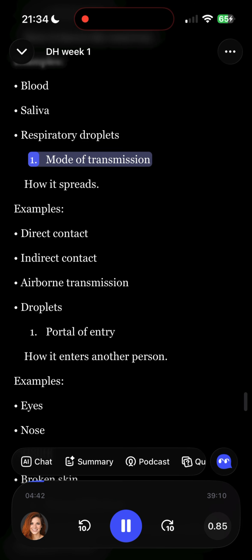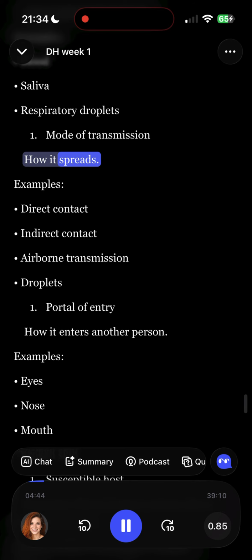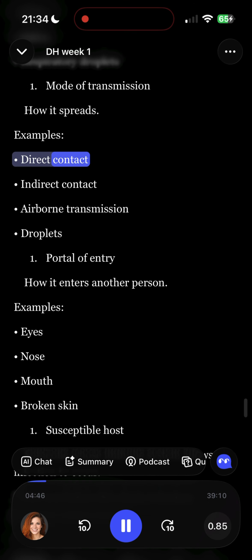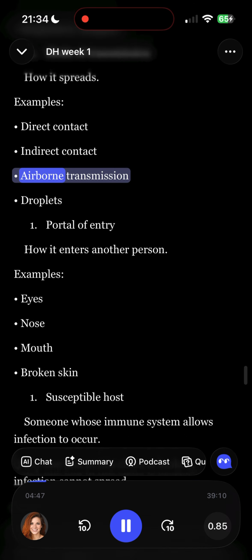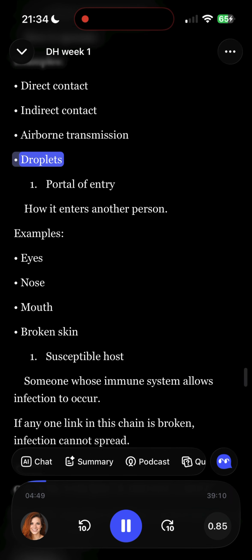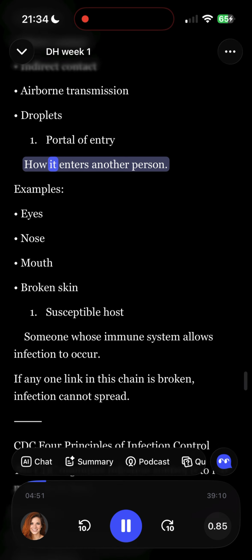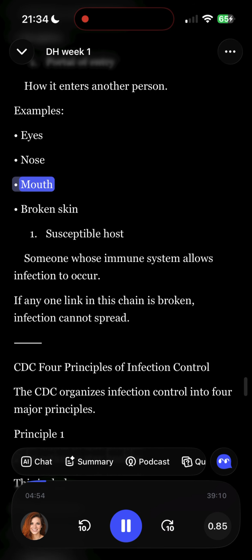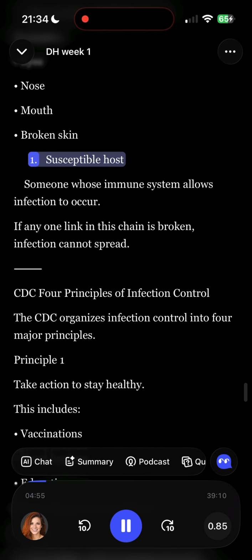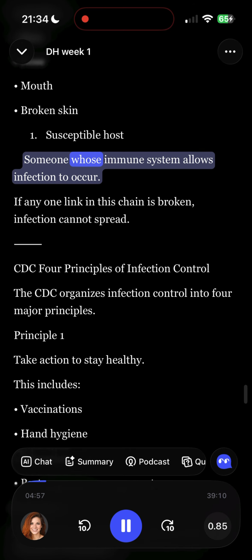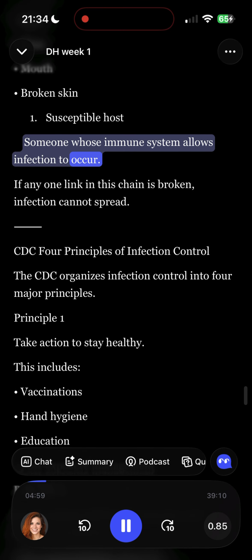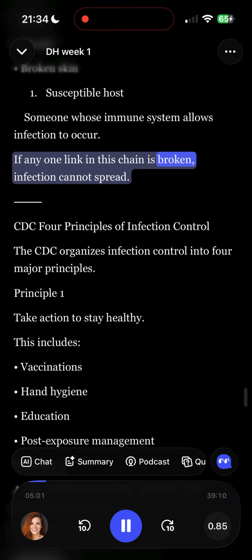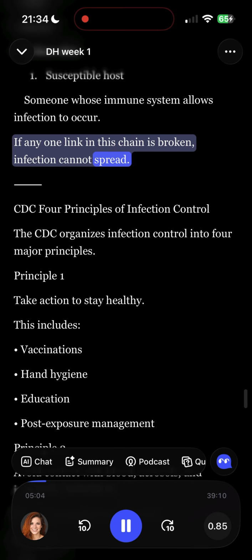Four. Mode of transmission, how it spreads. Examples: direct contact, indirect contact, airborne transmission, droplets. Five. Portal of entry, how it enters another person. Examples: eyes, nose, mouth, broken skin. Six. Susceptible host, someone whose immune system allows infection to occur. If any one link in this chain is broken, infection cannot spread.